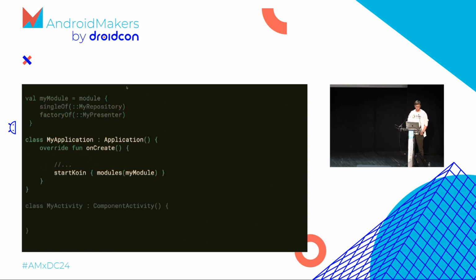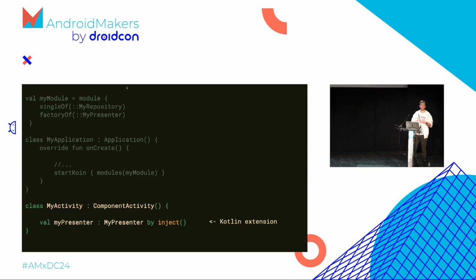We have our module. In our Android application class, our entry point, we start Koin, and then in the activity, we have to do something to ask Koin to give us the requested dependency. This is the famous by inject delegate expression, which is finally a Kotlin extension to help you request the needed class instance, my presenter here.